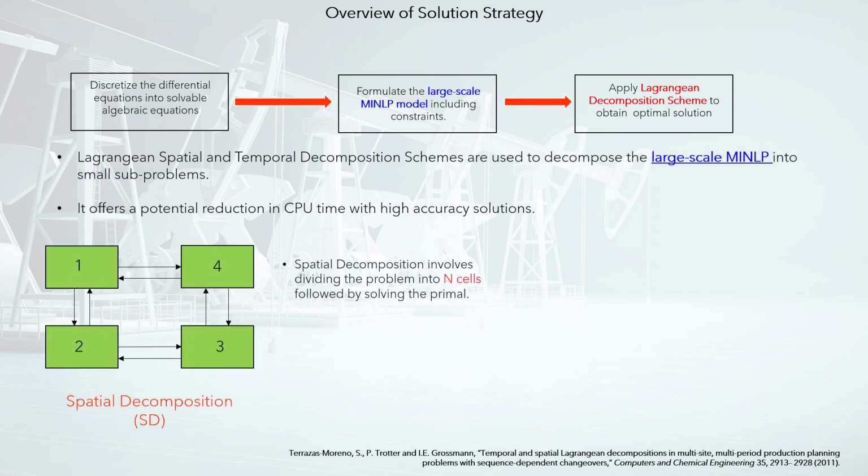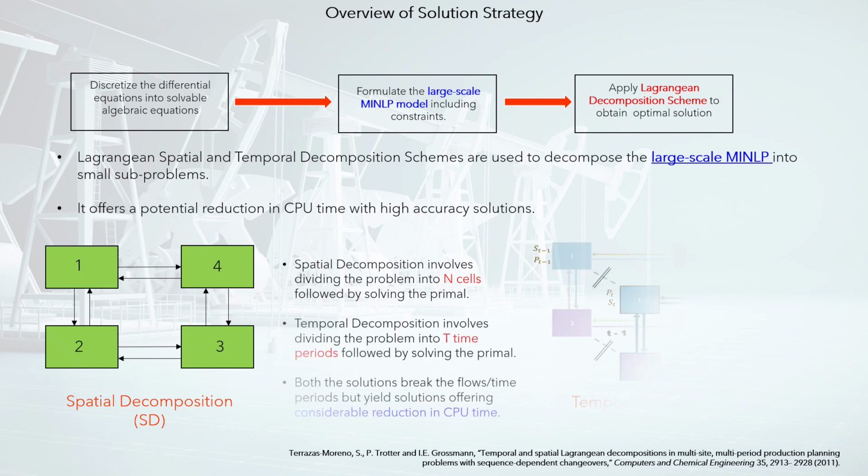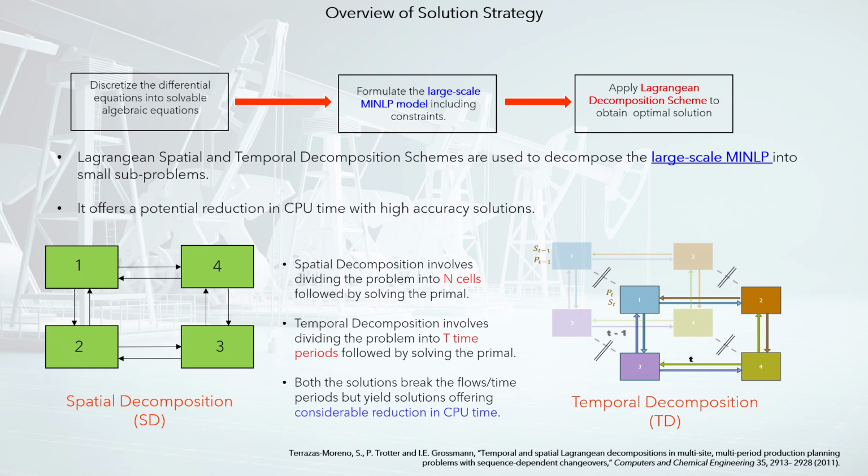Spatial decomposition involves dividing the problem into n cells, followed by solving a primal coordinator. Temporal decomposition involves dividing the problem into t time periods, followed by solving a primal coordinator. Both solutions break the problem across time periods but yield solutions offering considerable reduction in CPU time. This type of approach was called by Van Roy, in 1983, cross-decomposition. Van Roy's ideas are the basis for much more complex decomposition schemes than those that can be realized with the basic theories, Benders partition and Lagrangian relaxation.